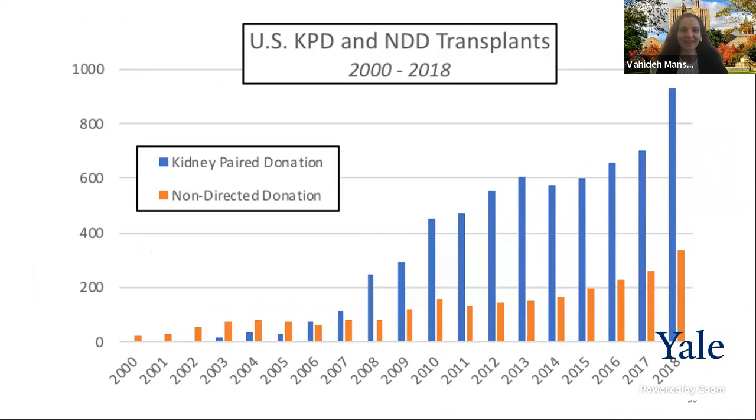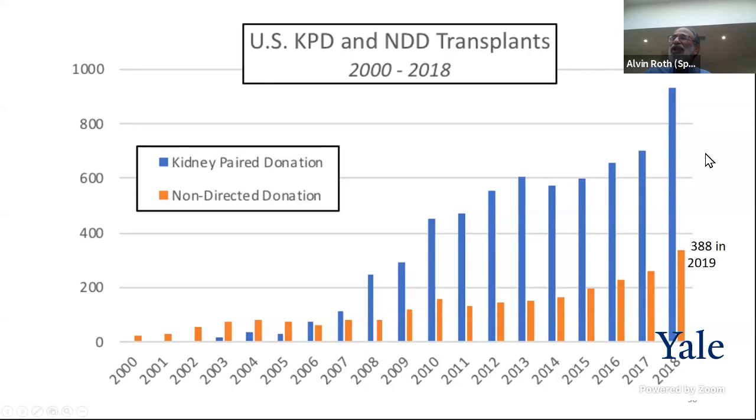Okay. Well, here's a picture of how kidney exchange has grown in the United States. Blue is pair exchanges between pairs, and orange is the non-directed donors, the people who can begin chains. And we're doing pretty well. In fact, this last year is better yet. We now have over 1,000 exchanges a year.